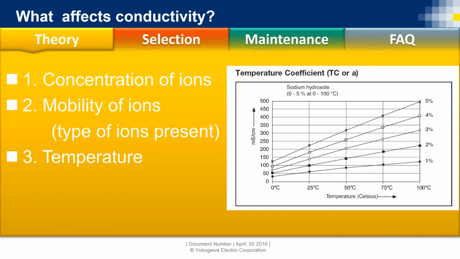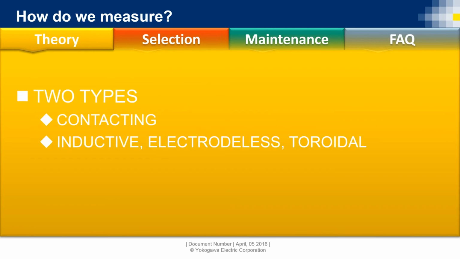In pharmaceuticals, they have to actually report and calculate uncompensated values, so there are some instances where you wouldn't do temperature compensation, but for the most part you will do temperature compensation.